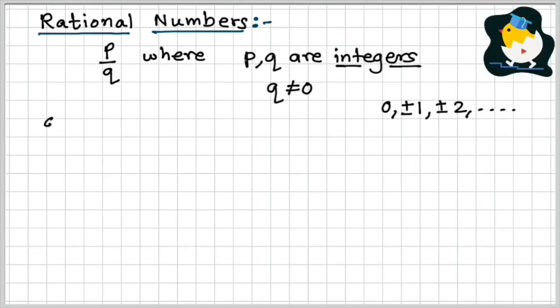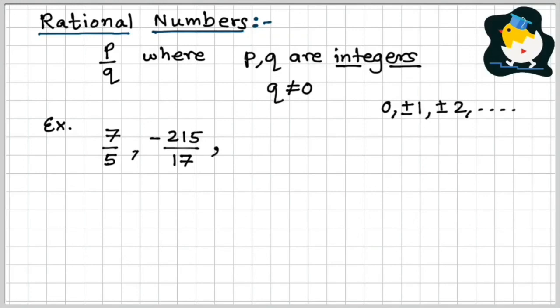So if we write examples, let's say 7 upon 5 is a rational number. Why? Because 7 is an integer, 5 is an integer. So 7 divided by 5 is a ratio of two integers, and that's why it is a rational number. If I write, let's say, minus 215 divided by 17, this is also a rational number because minus 215 is an integer and 17 is also an integer.